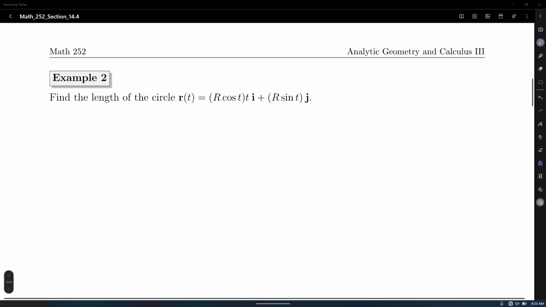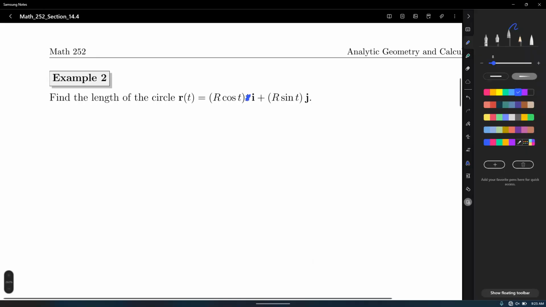Well, by the way, there's a little typo here. There's an extra t there that's not supposed to be there. Okay, it's just that. So what do we have?